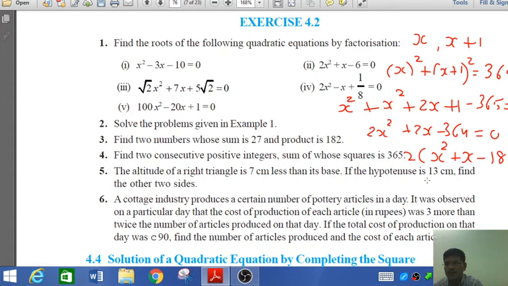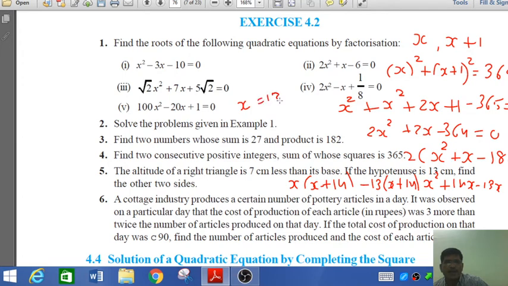13 14s are 182. So x square plus 14x minus 13x minus 182. If I take x common, then x plus 14, and minus 13 common, then x plus 14. So the answer is x equal to 13 and x equal to minus 14. But here the integers are positive, so I have to write x is equal to 13. So 13 and 14 are the two positive integers.